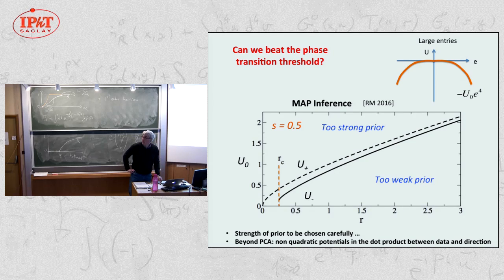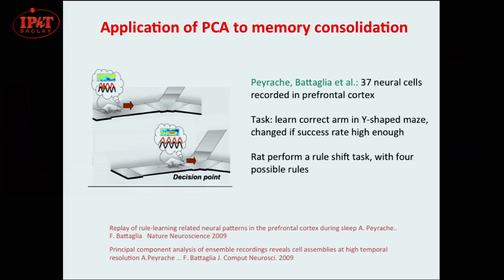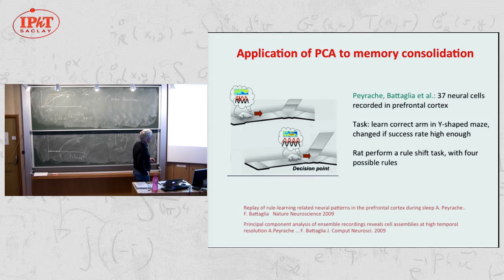What I would like to do now, before we do the break, is to show an application of these techniques to real data. And since we are talking about neural networks, I think it's good to talk about real neural networks. So I would like to show some application of principal component analysis, or Bayesian principal component analysis, to memory consolidation. I don't know if you are familiar with this particular problem, but I will just briefly tell you what it is.